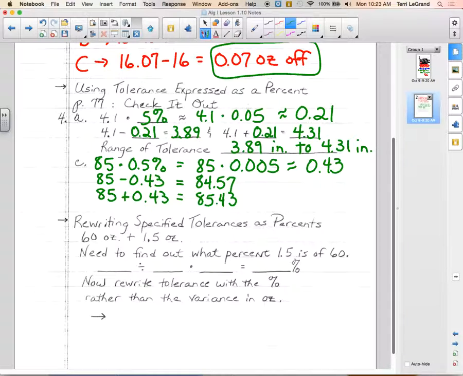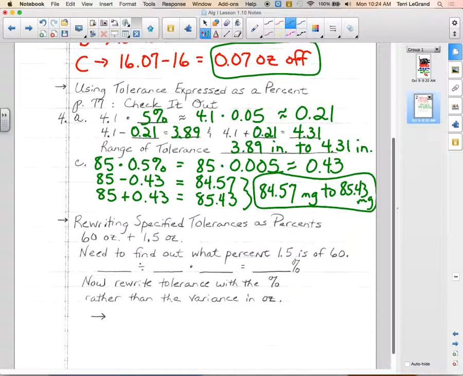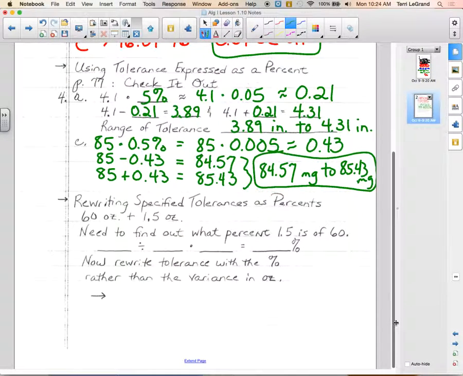So our range of tolerance is actually 84.57. What was it measured in? Milligrams to 85.43 milligrams. There's our actual range of tolerance. So we have to calculate what the percent of it is, first of all, in other words, how much can it vary by? Then we subtract it and add it to the ideal to get our actual range. And what should happen is what they want it to be should fall exactly in the middle between the ends of our range of tolerance.